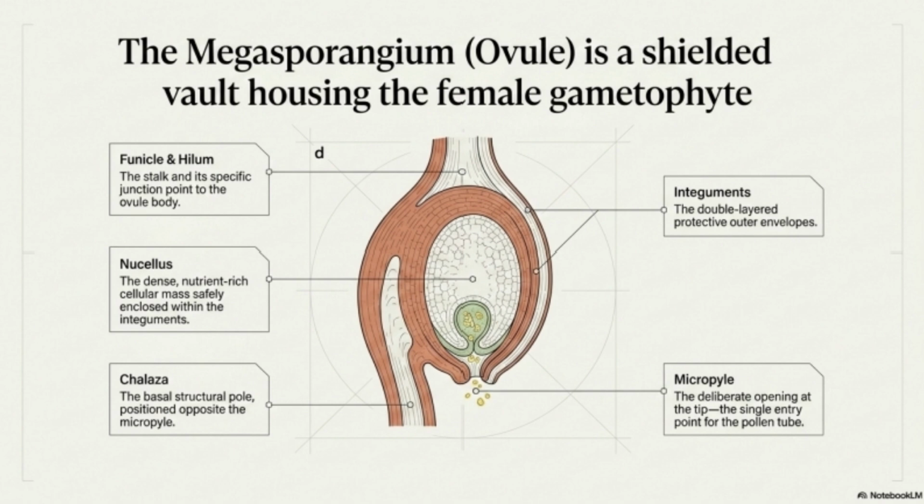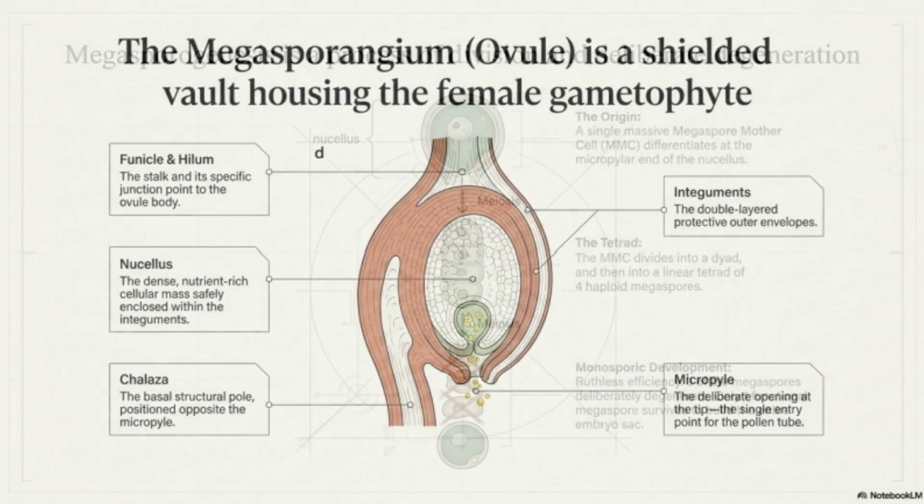This is the exact entry gate for the incoming pollen tube. Directly opposite the micropyle is the chalaza, representing the basal structural pole of the ovule. So, how do we get the female gamete inside this vault?